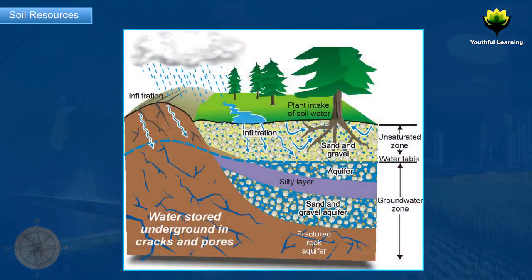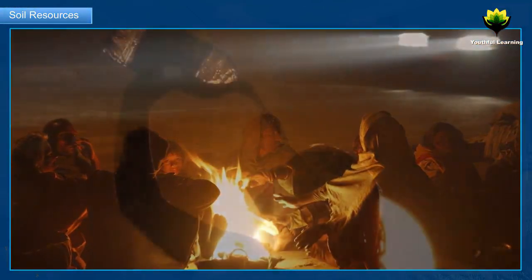Not only does soil store water, but it also purifies the water as it passes through the various layers of the soil. Soil helps reduce the amount of carbon dioxide in the atmosphere by storing it in the form of organic matter. This is how it helps regulate climate change.